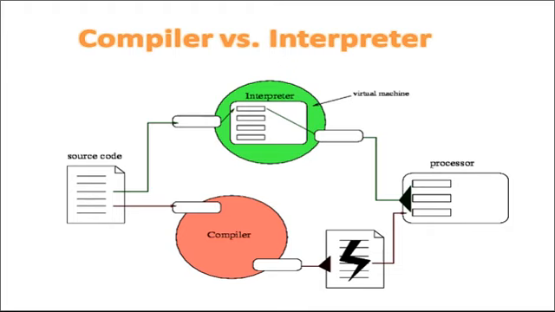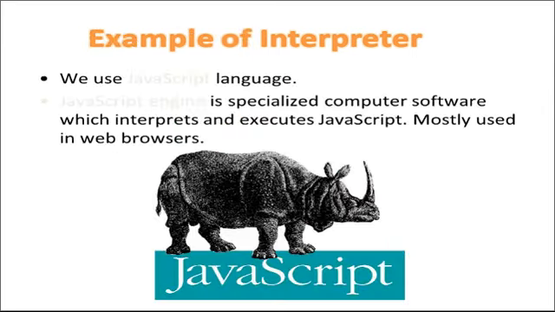This is the typical diagram which shows the difference between compiler versus interpreter. The compiler is converting the source code into machine language. The example of an interpreter is the most popularly used scripting language, JavaScript, which is using the interpreter for conversion. JavaScript is mostly used by all the web browsers. It is generally used for client-side validations.